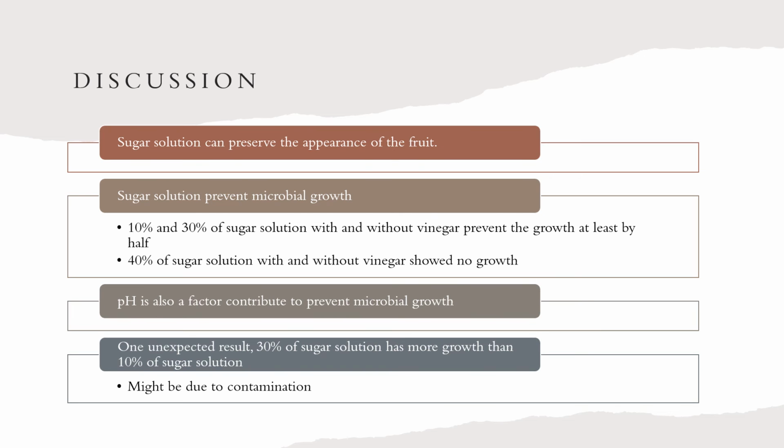There is one unexpected result, since according to the theory, a high concentration of sugar preserves food longer than a low concentration. However, the plate of 30% sugar solution has more growth than 10% sugar solution. So I think that it might be because of contamination from an inside source, meaning from the other bags. It might be contaminated from the low sugar concentration, or it may be because of the technique of the performers, that we might not have transferred the exact 0.1 gram.